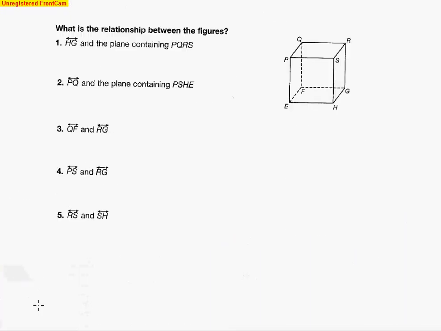So let's go back to the problem. Notice that HG is below this plane, so it's not in the plane. It's not intersecting it either. It's not going to go straight up and intersect it. It's in line with the plane, but parallel. So I'm going to say HG is parallel to plane PQRS, naming the plane with those four letters.